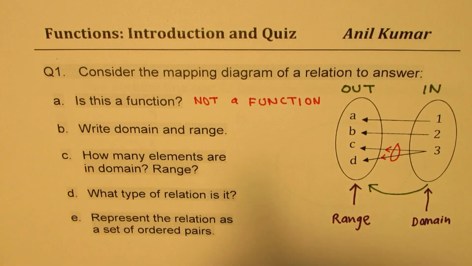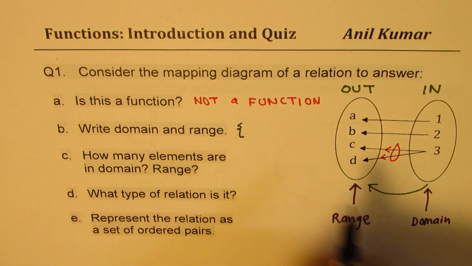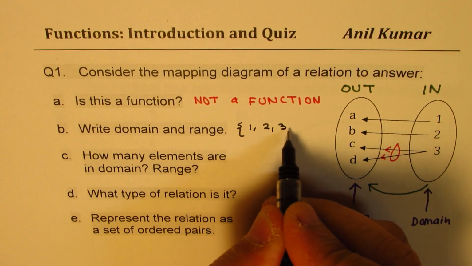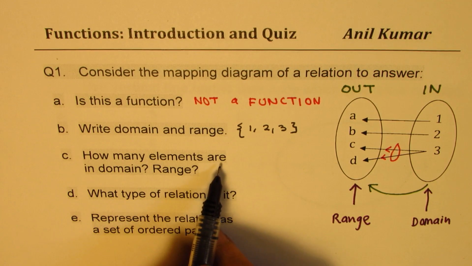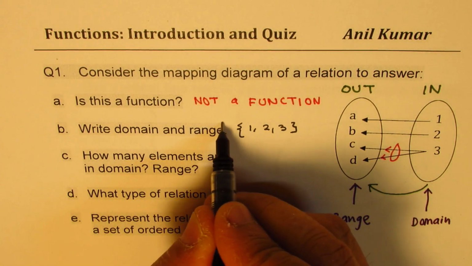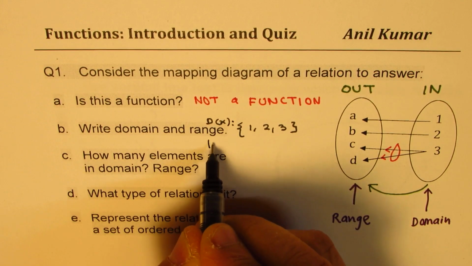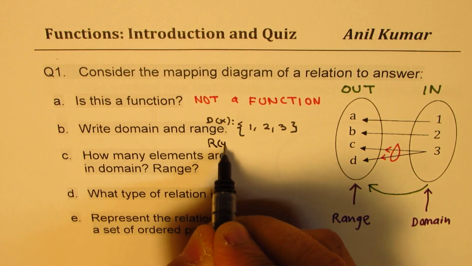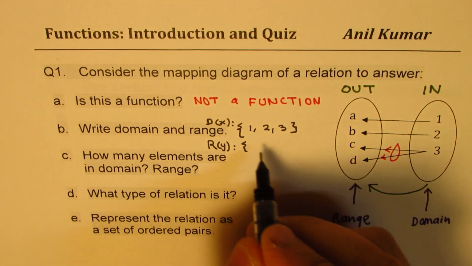We need to write domain. So the domain could be written in the set form. So we say the domain is 1, 2, and 3. How many elements? And also range, right? Okay, so this is the domain. Let me say d of x. Okay, and range, let's say y. Okay, so let's say range, y elements, right? A, B, C, and D.